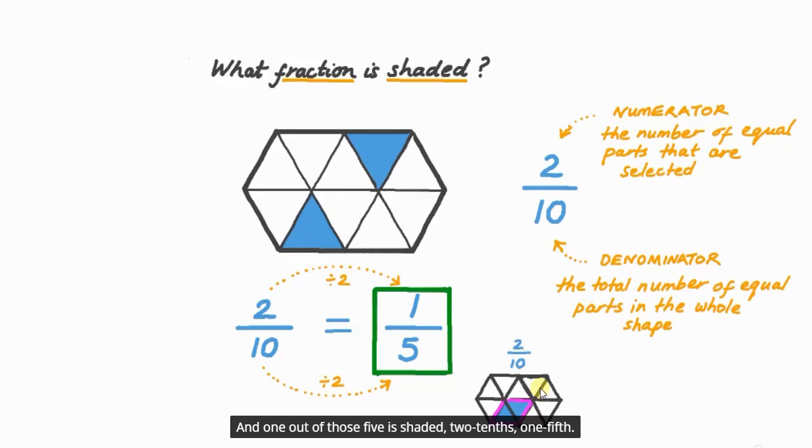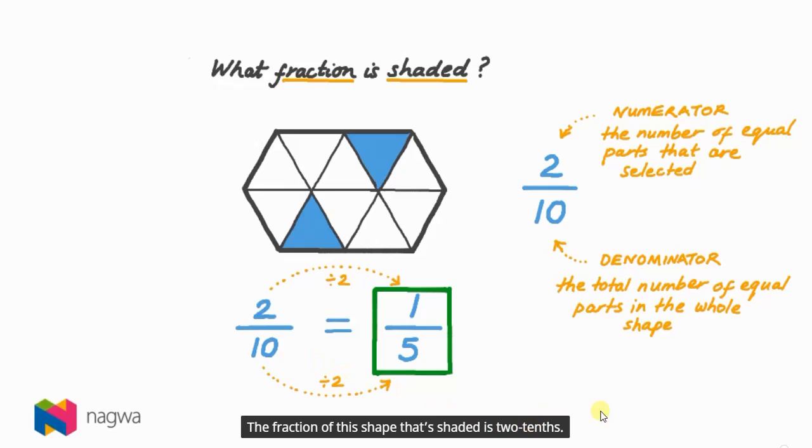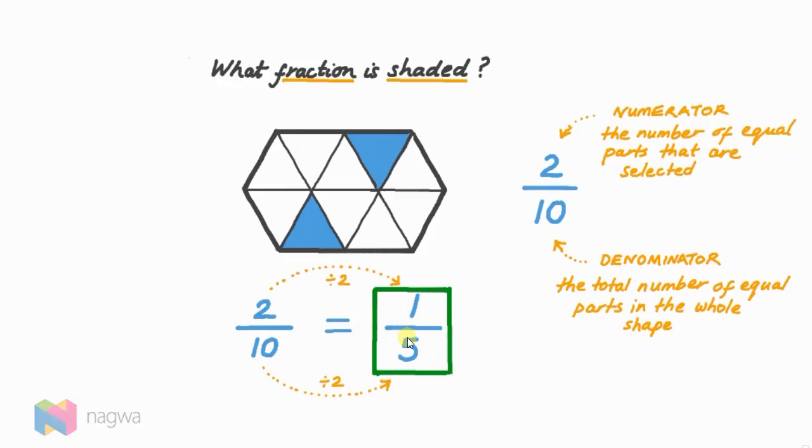Which means that one parallelogram is shaded in this shape, or two triangles are shaded. And we can simplify this and write it as 1/5.